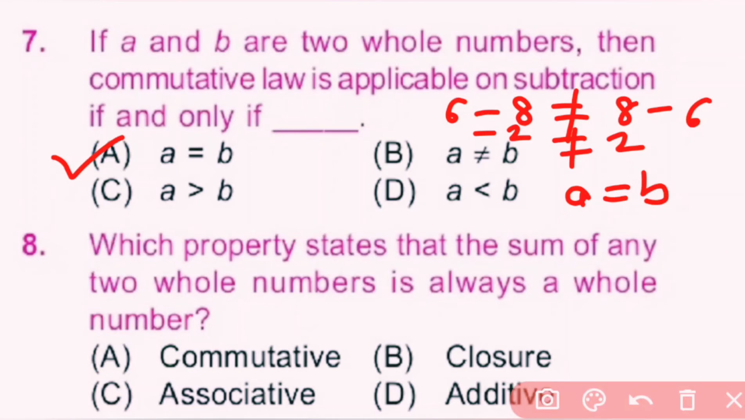Question number 8. Which property states that the sum of any two whole numbers is always a whole number? Closure property states that the sum of any two whole numbers is always a whole number. So B is the right answer.